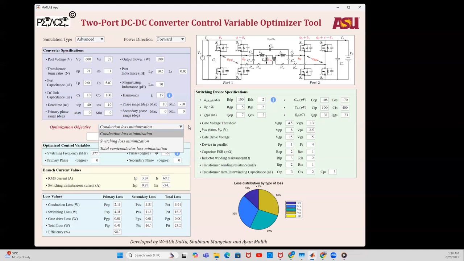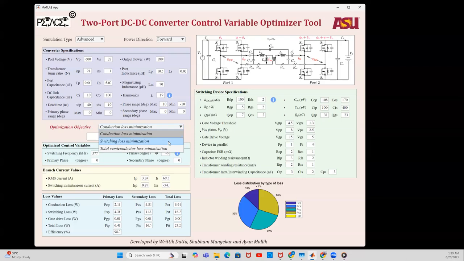On the basis of the optimization objective, we have three different objectives. One is the conduction loss minimization. In this particular case, we try to minimize the normalized values of the IRMS squared times the RDSons of the devices selected. Second is the switching loss. Here in this particular case, we try to minimize the switching loss.